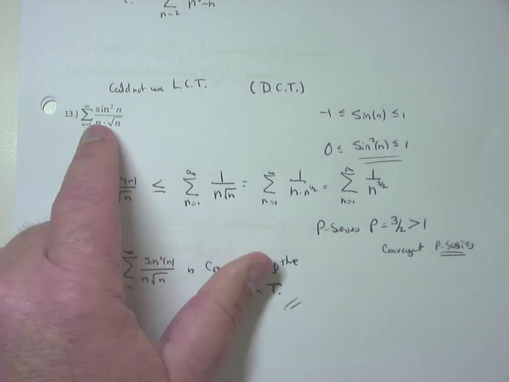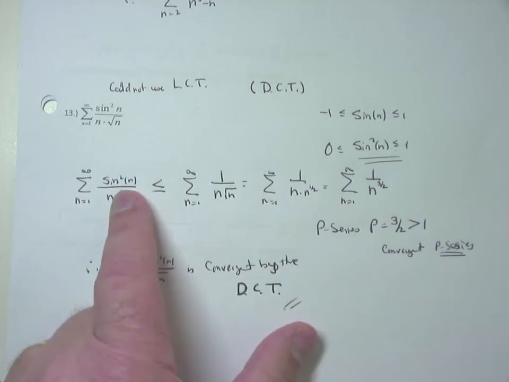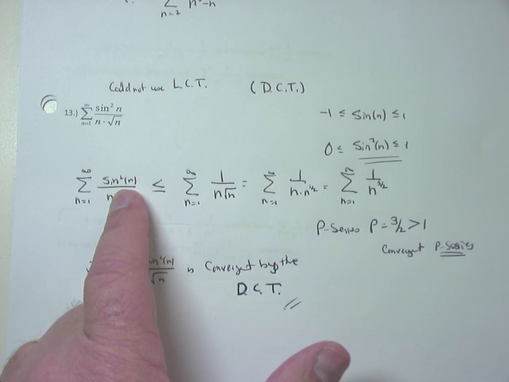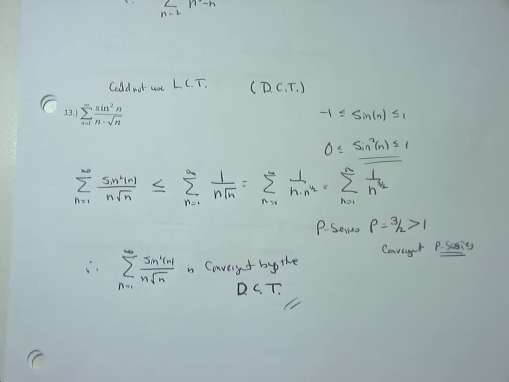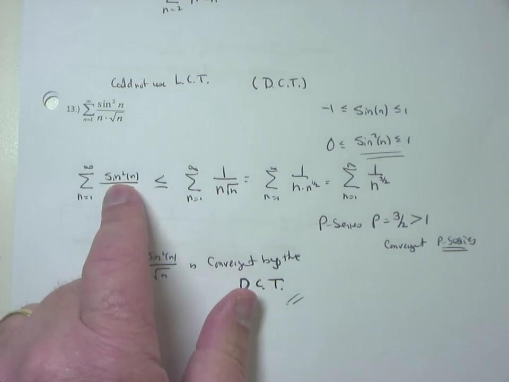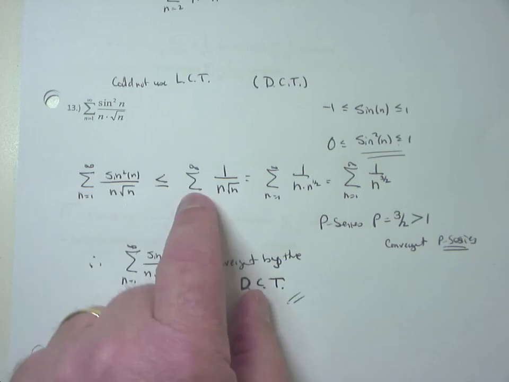So here is a great example of where you would have to use the direct comparison test. I can compare it to something on top by getting rid of the trig. Sines and cosines are bounded by 1. Now remember, to do the limit or direct comparison test, the terms have to be positive. So you notice they squared the trig function. That makes it positive terms. And sine and cosine squared are both less than or equal to 1.